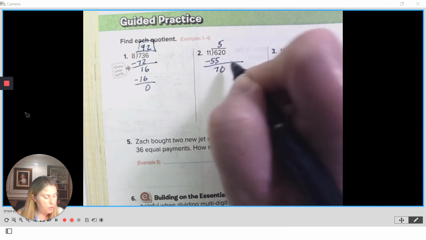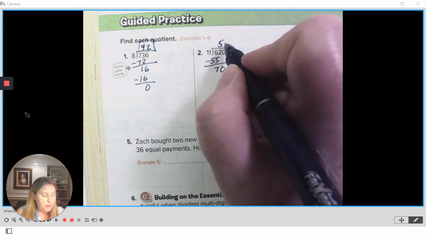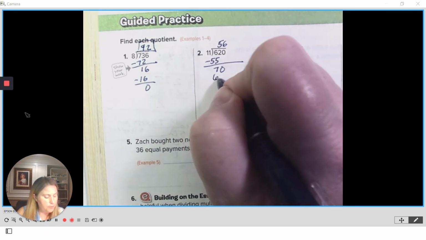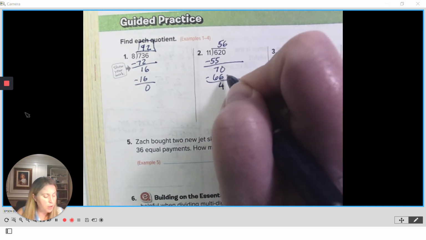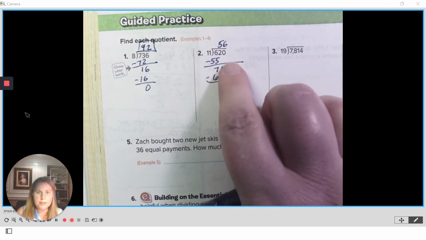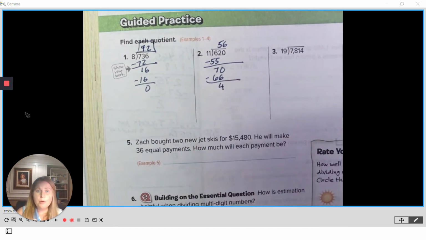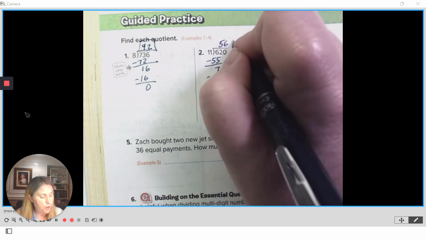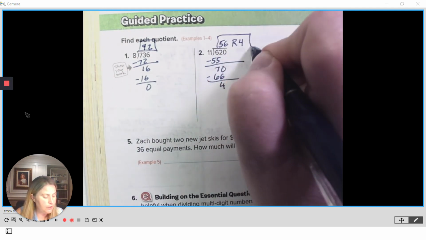Bring down the 0. 11 goes into 70 6 times because 11 times 6 is 66. So 11 times 6, 66. That gives us 4. And we'll talk about what to do when we start getting more precise answers and we're not using remainders anymore. But for now, we just want to refresh your memory about long division from elementary school. And for now, we're just going to stick with remainder 4. Okay, but not for long. That's going away soon. So 56, remainder 4.